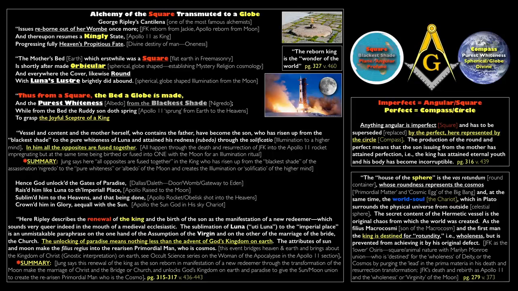And so Carl Jung says here that basically in this idea of the pure whiteness of the moon coming together in this illumination, all the opposites are fused together. So again, all of this is fused into one in the Apollo 11 mission, where we see the world as one, all this oneness, yay, oneness, whatever. And then further on in the poem, it talks about how this unlocks the gates of paradise.